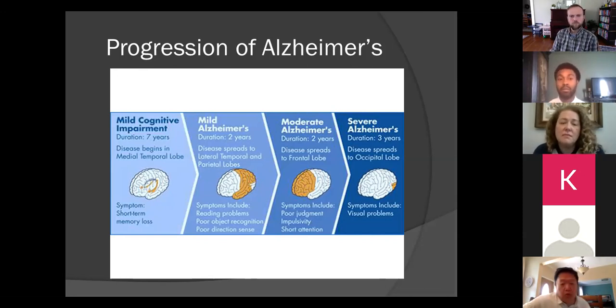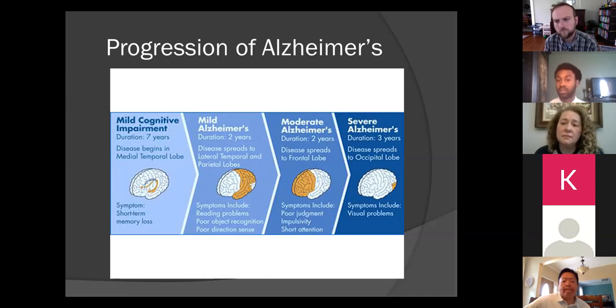Then moving into mild Alzheimer's, this is when the Alzheimer's starts to spread a little more. That's when it reaches more of your lateral temporal and even your parietal lobes. This is when you have problems reading or knowing certain objects. Moving into moderate Alzheimer's, this is more of your frontal lobe, which is your judgment and decision making. This is when more people start to recognize that you have Alzheimer's. That person makes a decision they usually wouldn't make. That's what usually happens when it starts to affect your frontal lobe.